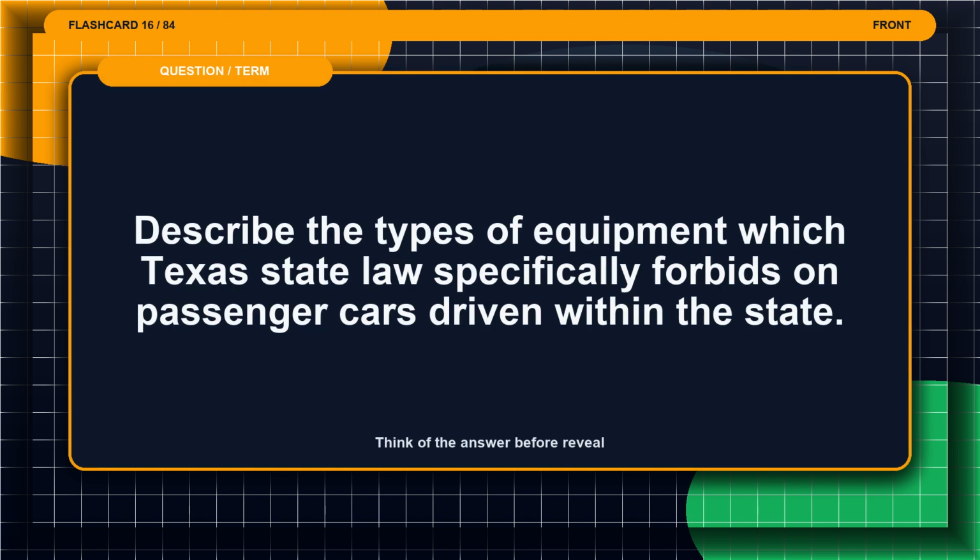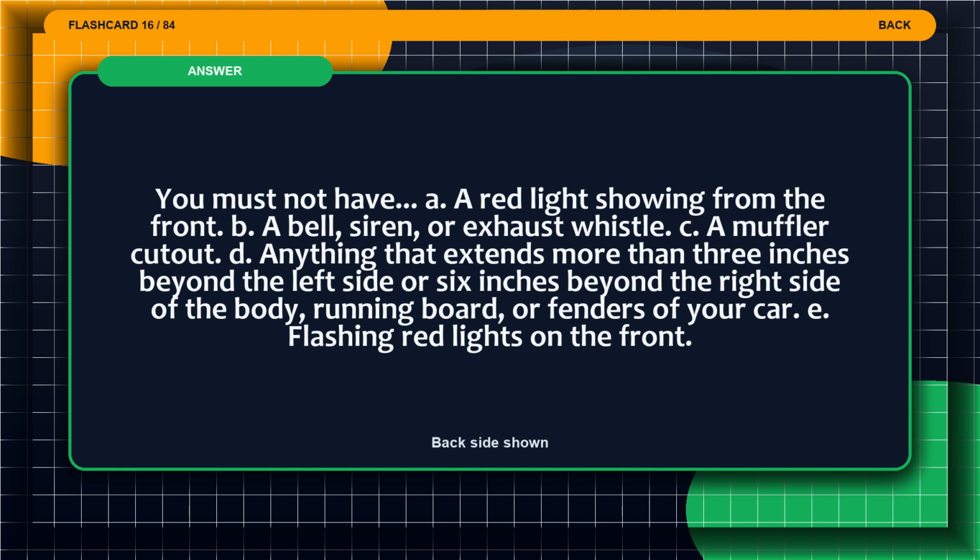Flashcard 16. Describe the types of equipment which Texas state law specifically forbids on passenger cars driven within the state. Think of the answer before the reveal. The answer is A. You must not have a red light showing from the front. B. A bell, siren, or exhaust whistle. C. A muffler cutout. D. Anything that extends more than 3 inches beyond the left side or 6 inches beyond the right side of the body, running board, or fenders of your car. E. Flashing red lights on the front.